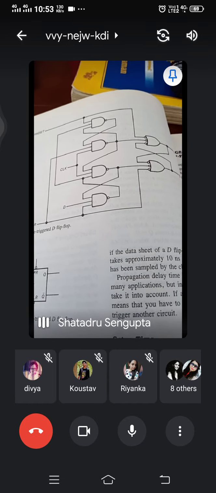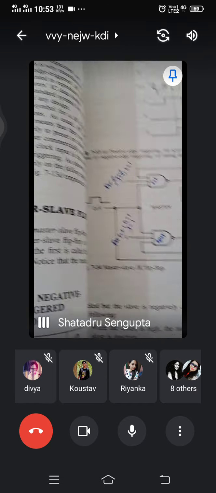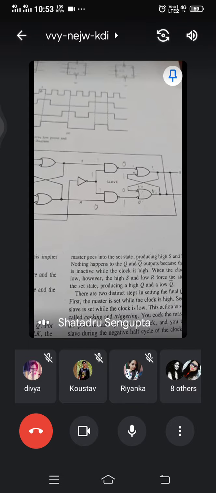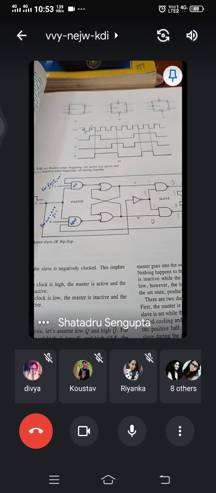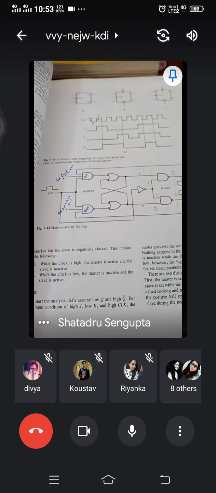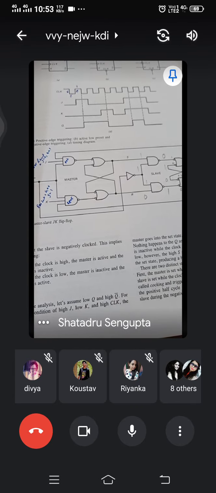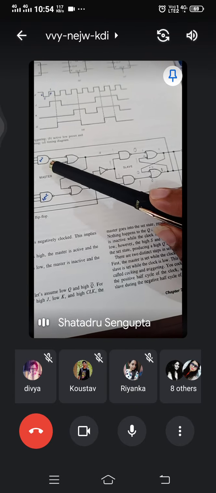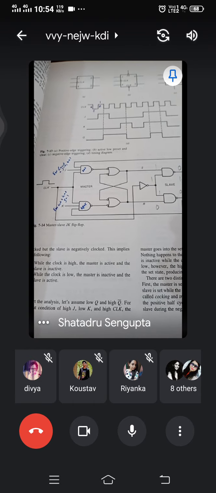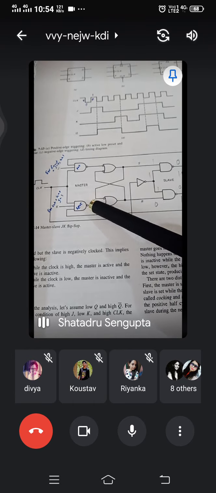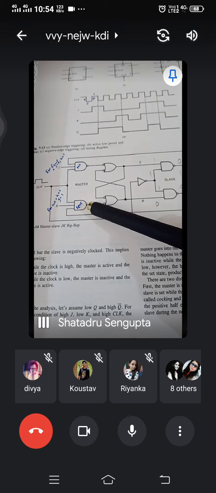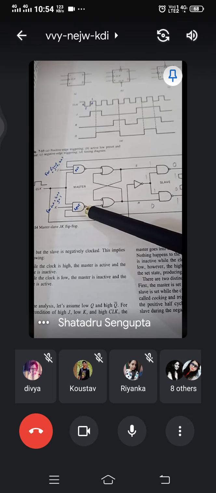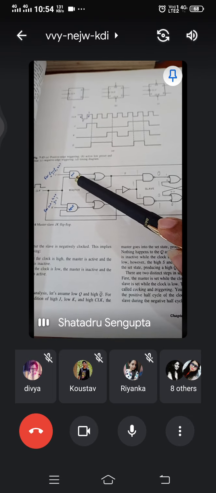Something very similar happens when you go for a master slave flip-flop also. Here is a master slave flip-flop. This is the reset, and this is the set.